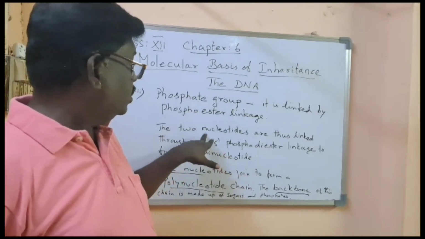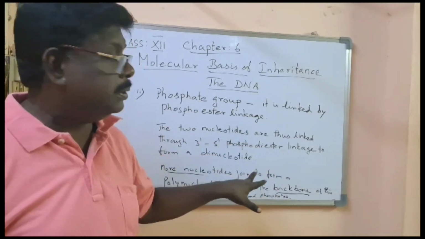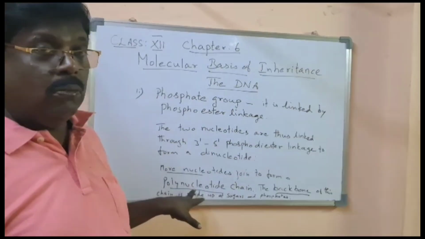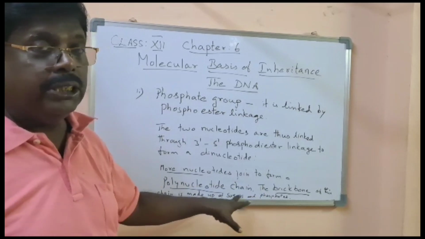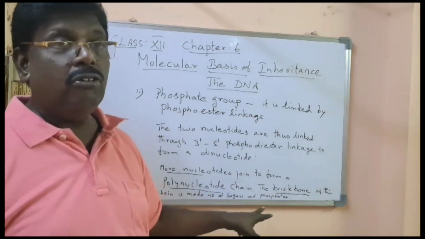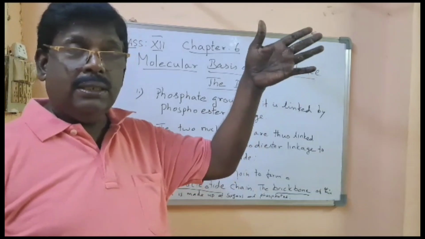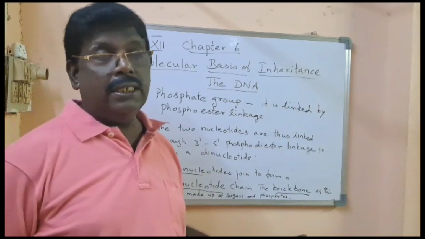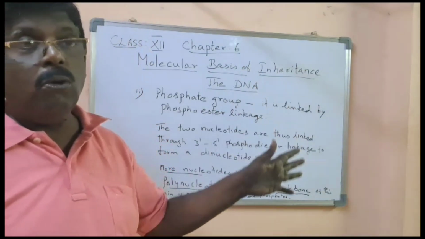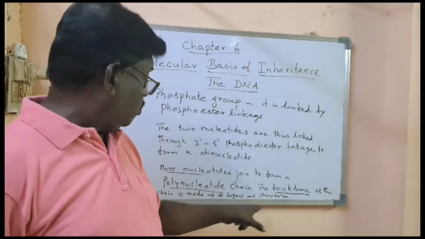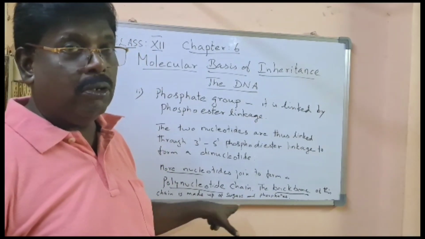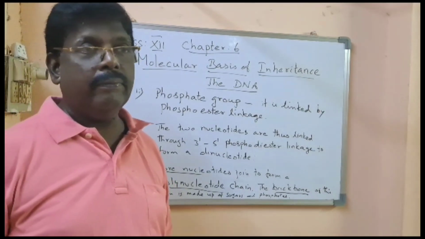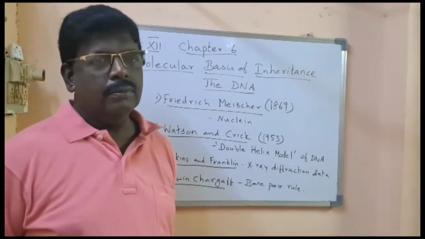So the two nucleotides are thus linked by 3'5' phosphodiester linkage to form a dinucleotide. As I told you, more nucleotides join to form a polynucleotide chain. So what is the backbone of this DNA structure? It is the sugars and the phosphates that form the backbone of the polynucleotide chain.